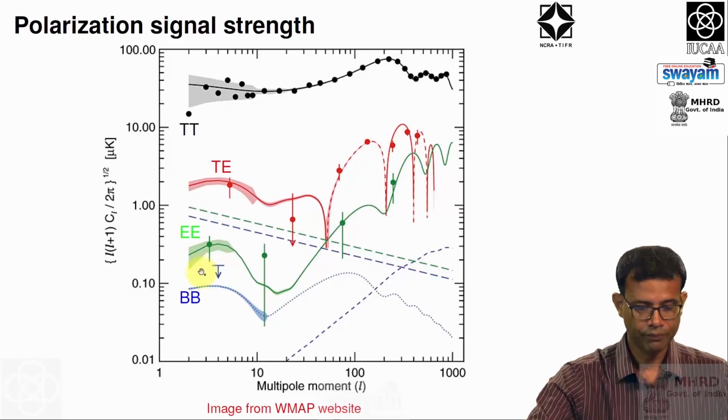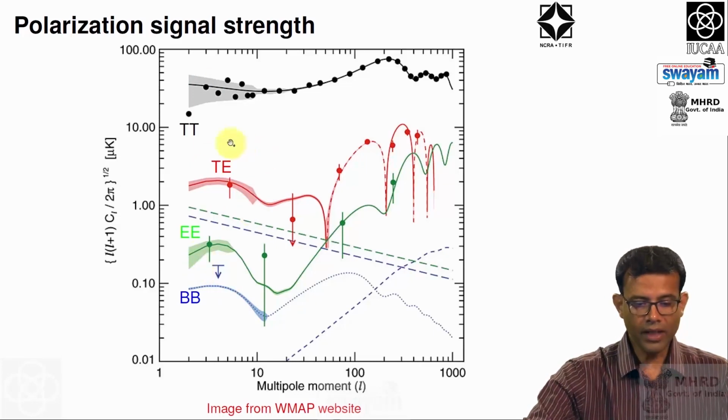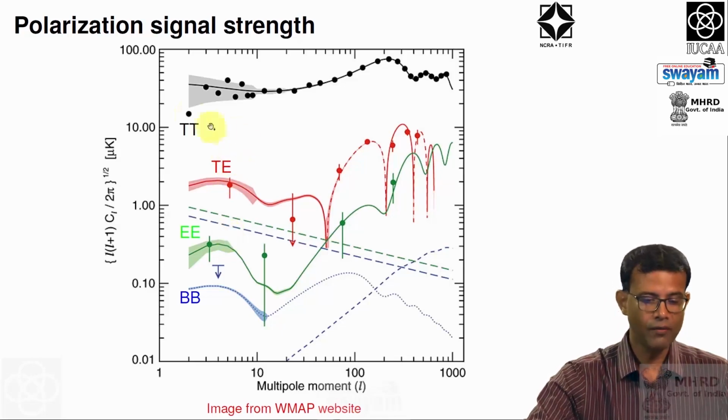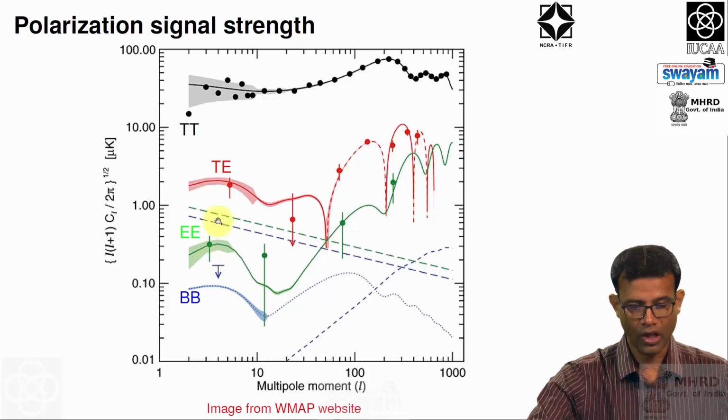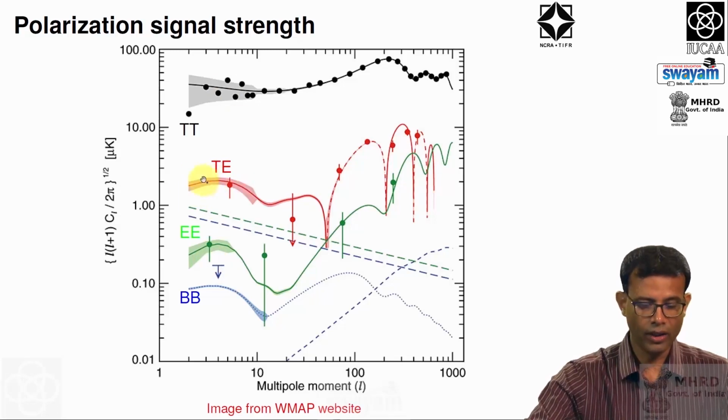signal. Okay. There is something in between where you correlate the temperature and the E mode. So, that will be somewhere between these two plots, and this is here. Okay. So, here you are talking about signals of the order of microkelvin, whereas this was few tenths of microkelvin.